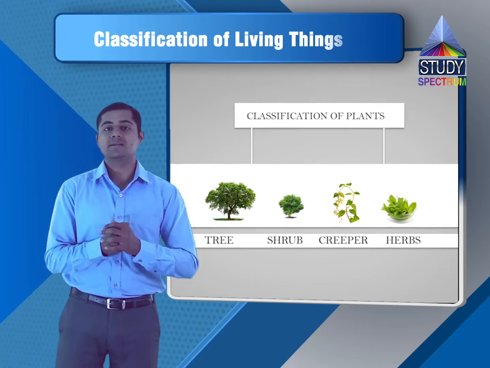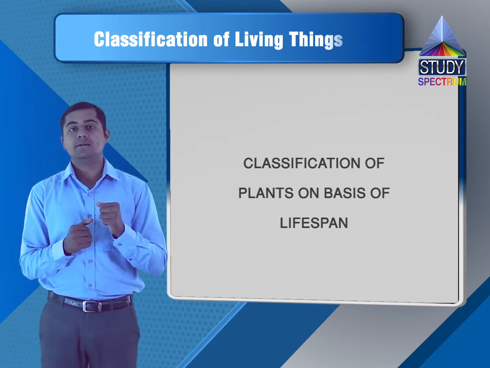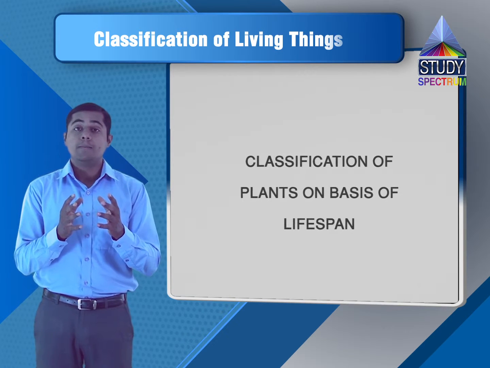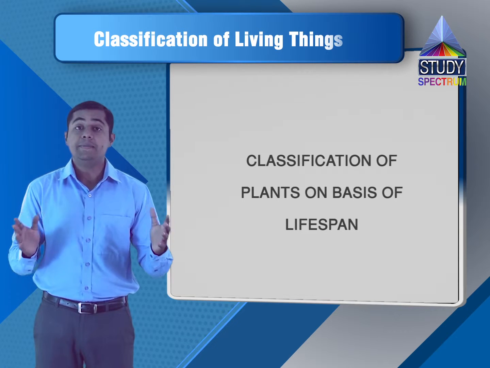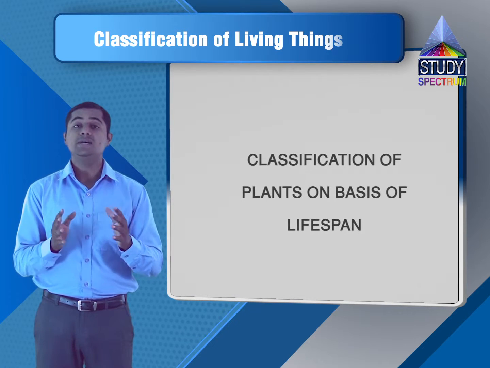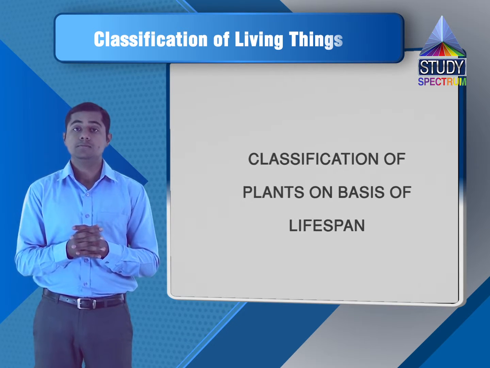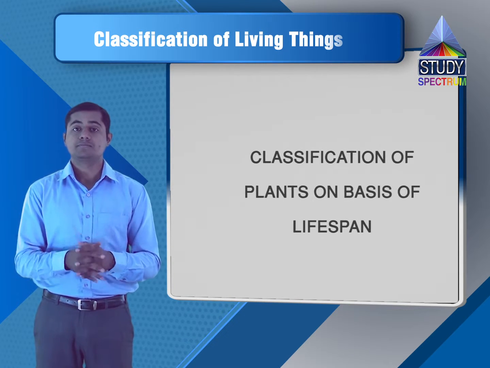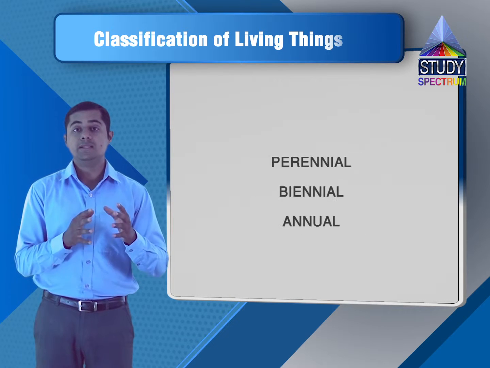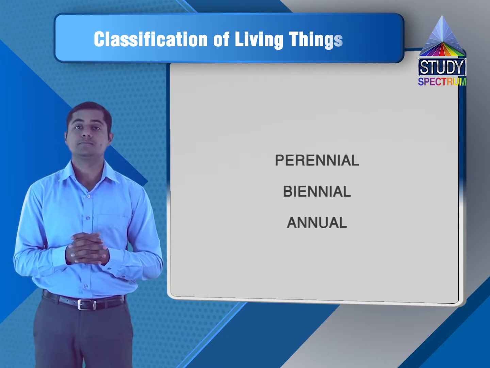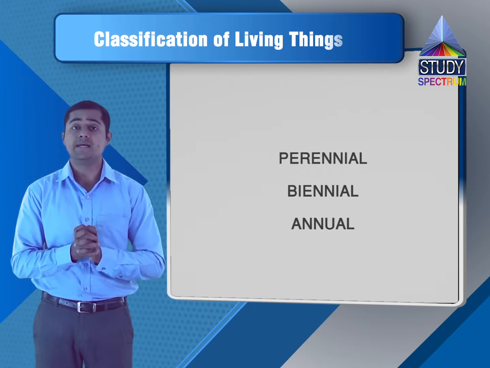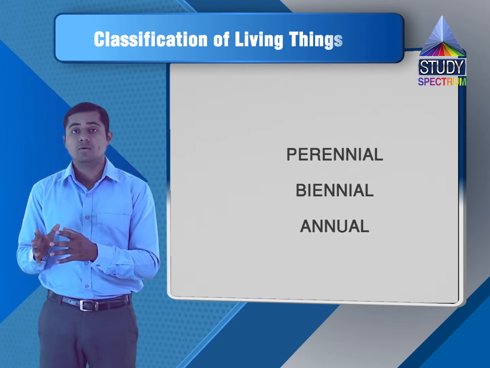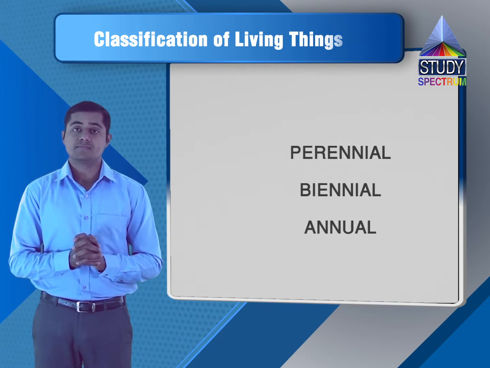Let's see the next criteria. How we can classify the plants further? On the basis of their lifespan, for how many years they live. Their life cycle consists of how many years. Plants are classified in 3 subgroups. First is perennials, second biennials, and third one is annuals.